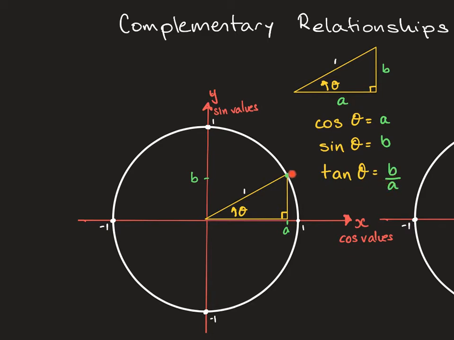So normally for points on our unit circle, we label the point by its coordinate points, which are A and B. And we know that this A is cos of theta, or cos of our angle, and this B is sine of theta.